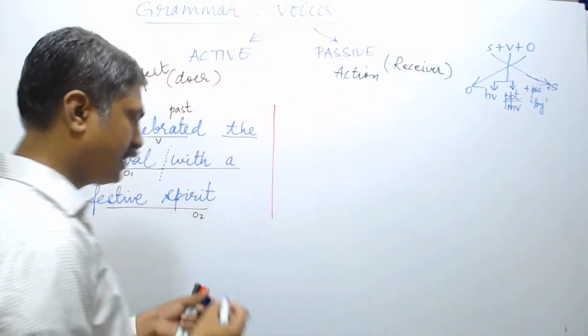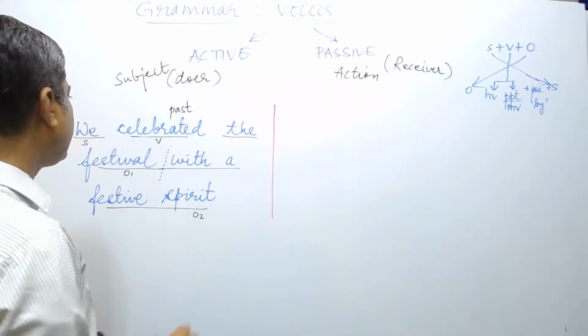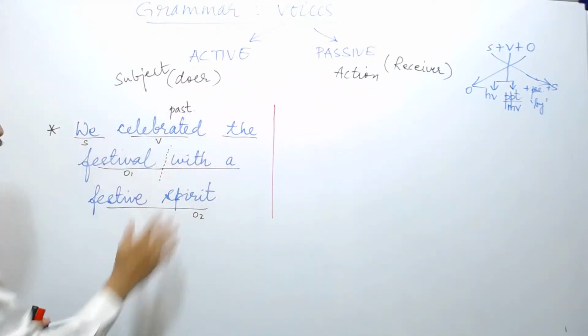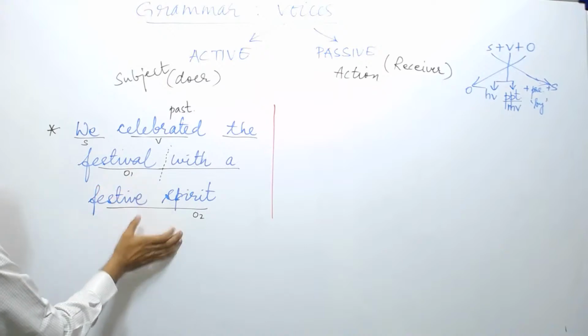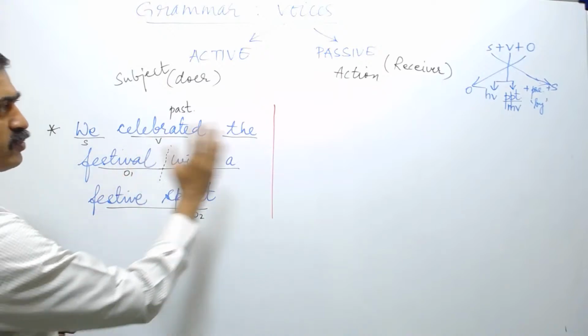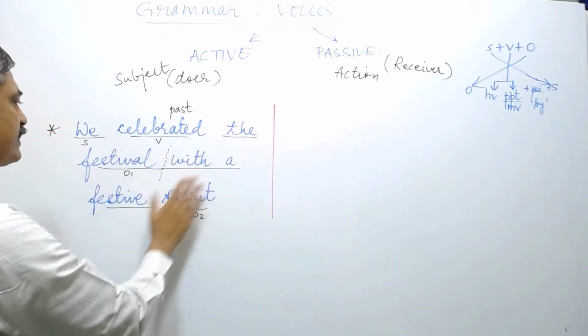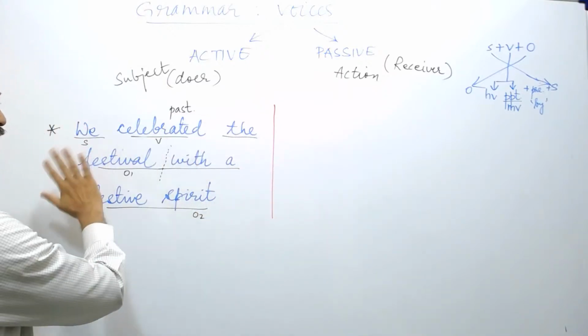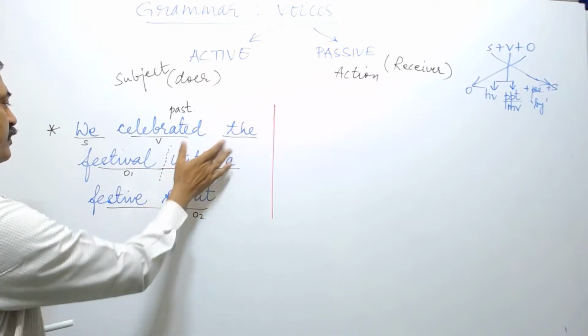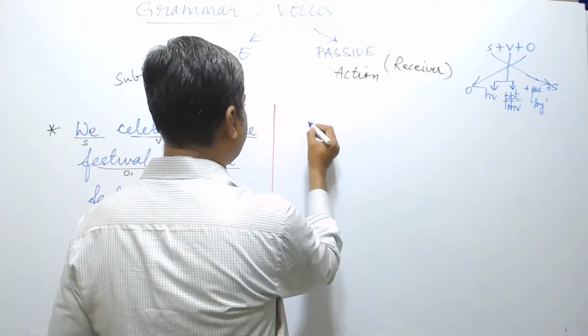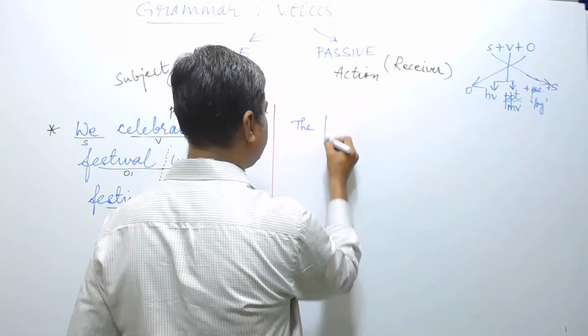Okay, so that is the formula that we followed last time. Now, according to that, let's see what are the things here. We have two objects, right? So we can use one of the objects either in the beginning of the sentence or later. So this time we'll use it later and take the first object here. What is the first object? The festival. Okay, the festival.